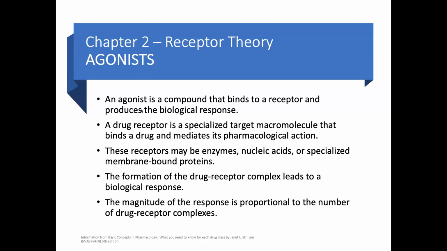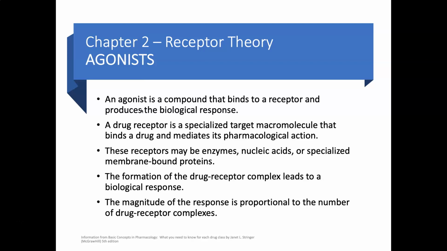And that's where you're talking about a drug receptor. The agonist is going to get to a drug receptor, which is a specialized target macromolecule that binds a drug and then mediates its pharmacological action. It's the doorknob that opens so that the drug can go further and reach its target. So the agonist is that key pick. It's going to bind to a receptor, which is the doorknob, and the biological response is to open the door and do something beyond the door.